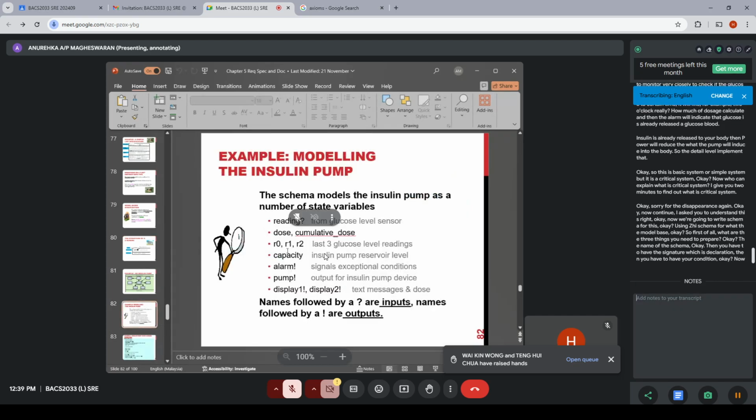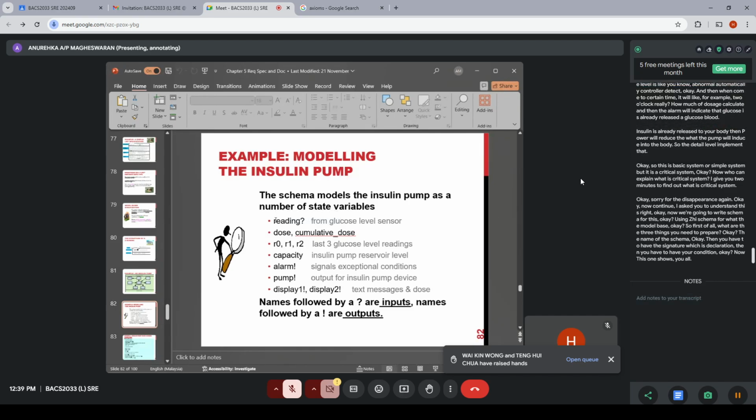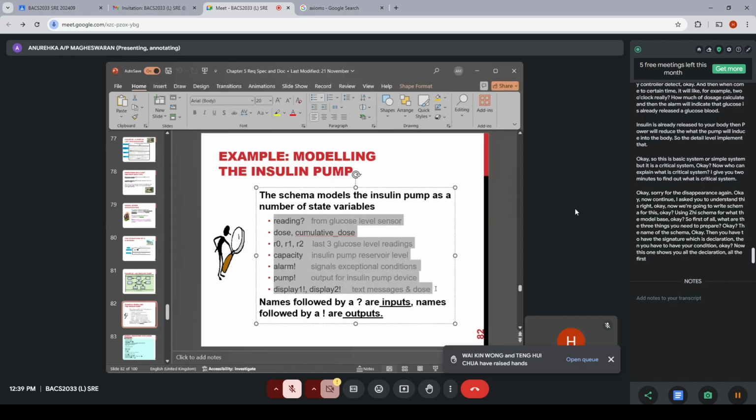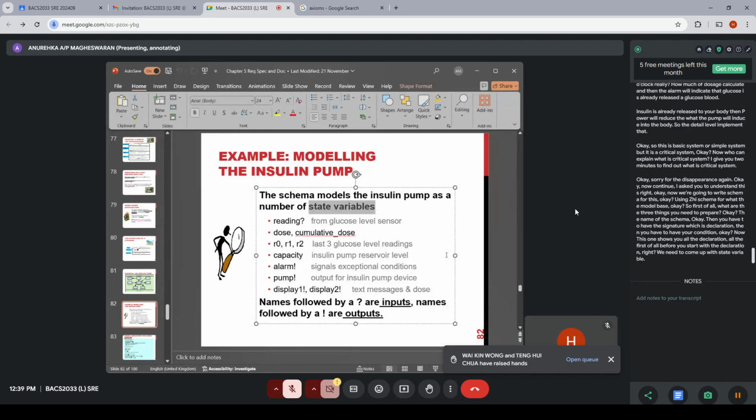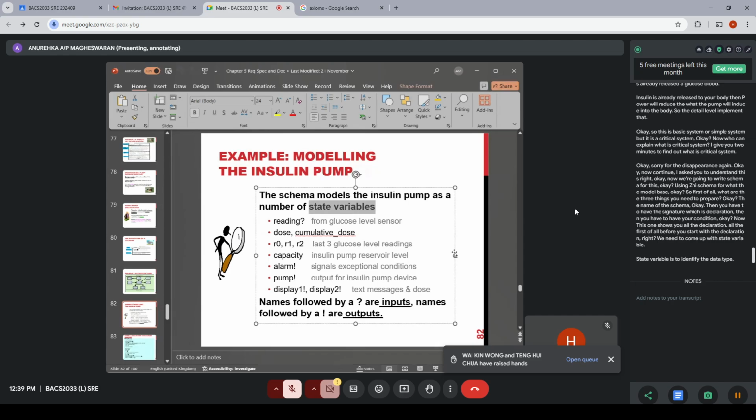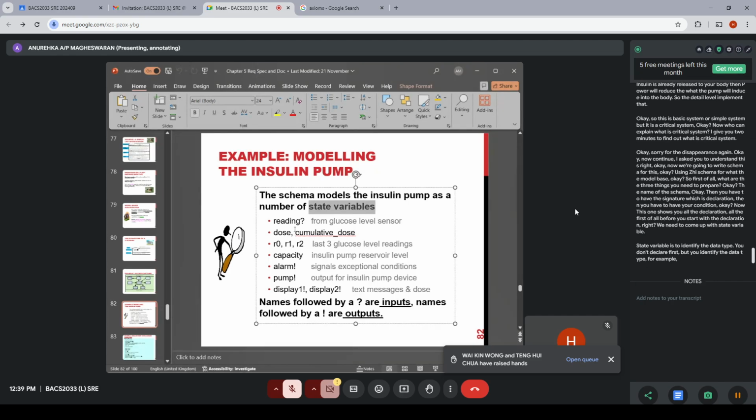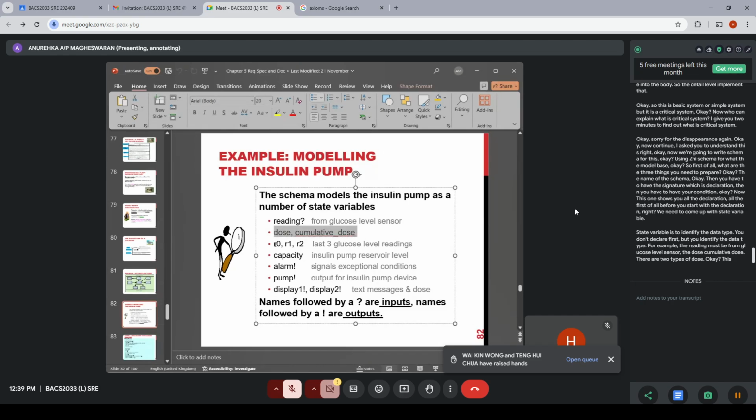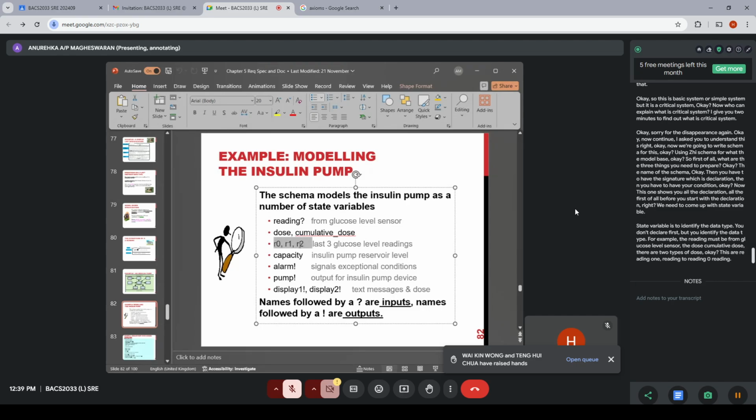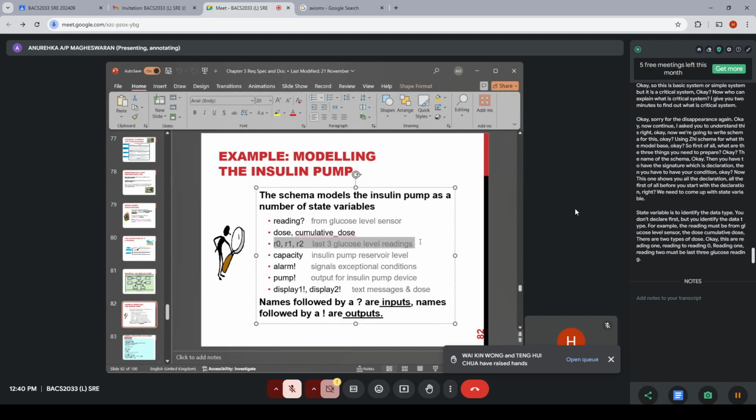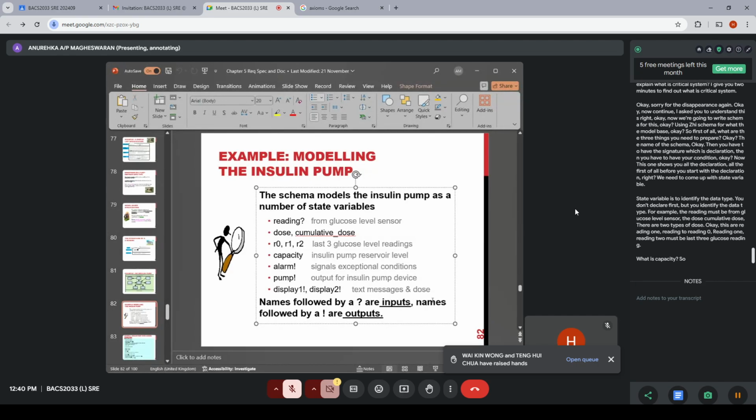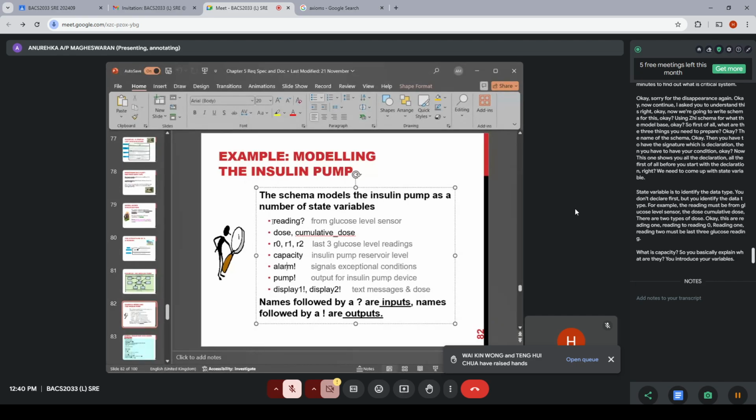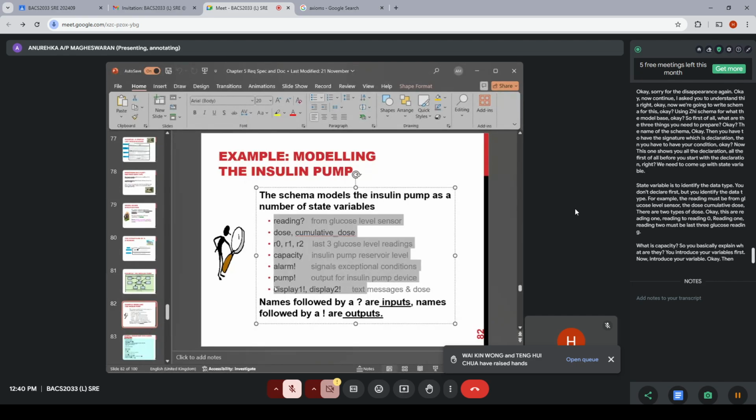Now this one shows you all the declarations. Before you start with the declaration, we need to come up with state variables. State variables identify the data type. You don't declare first, but you identify the data type. For example, the reading must be from the glucose level sensor. The dose, the cumulative dose, there are two types of dose. Reading 0, reading 1, reading 2 must be the last 3 glucose readings. What is capacity? So you basically explain what they are. You introduce your variables first, and then your input basically.